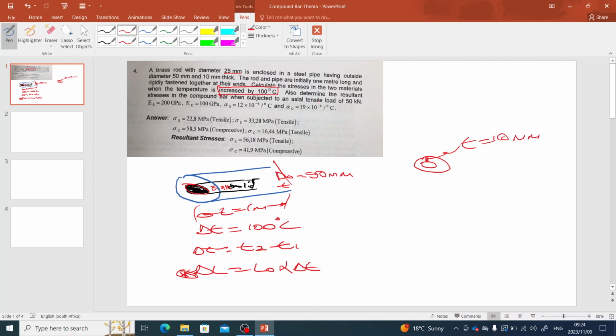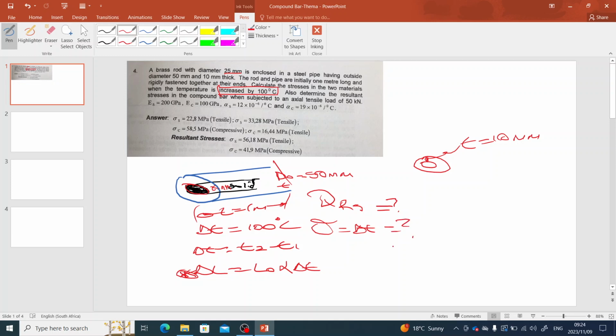Also determine the resultant stresses in the compounded bar. They want us to calculate the stresses as a result of heat, and then they want us to calculate the resultant stresses. That's what we need to calculate.